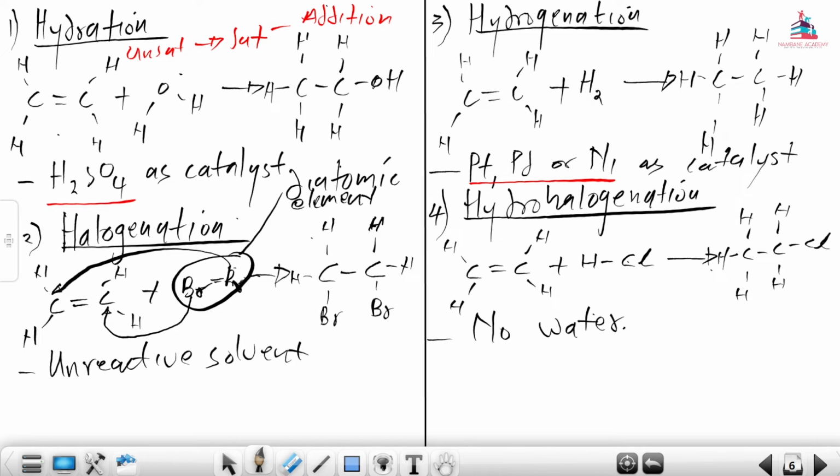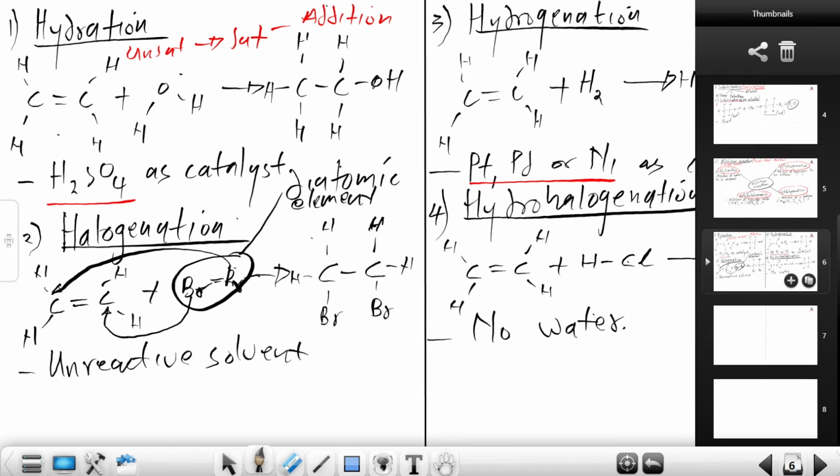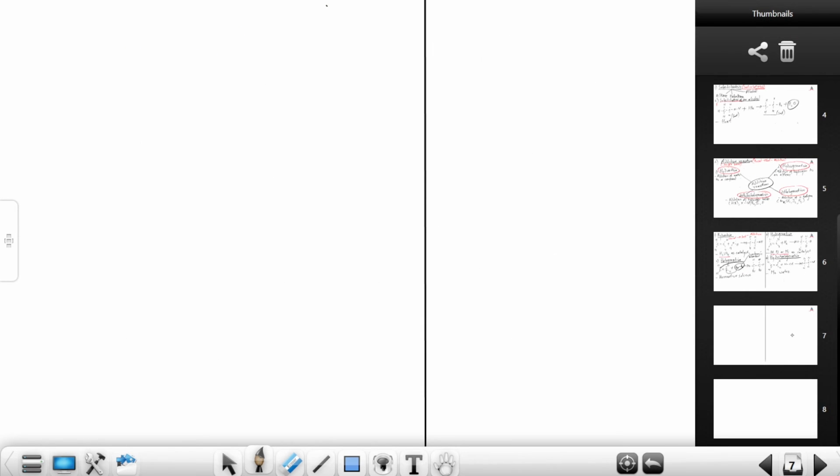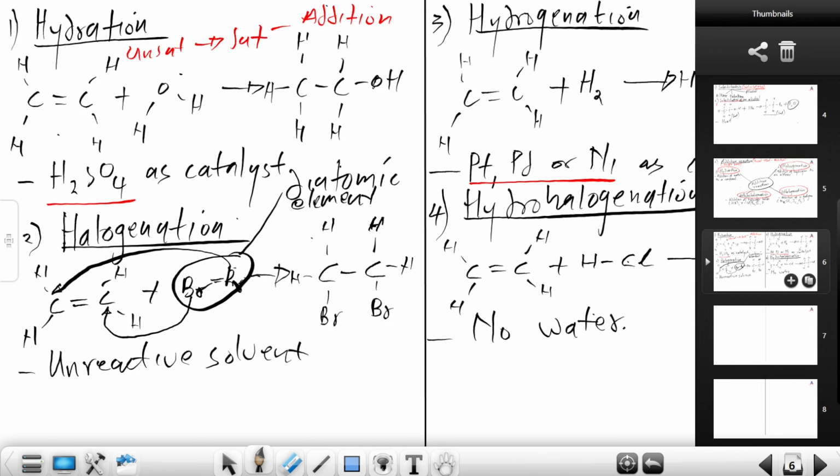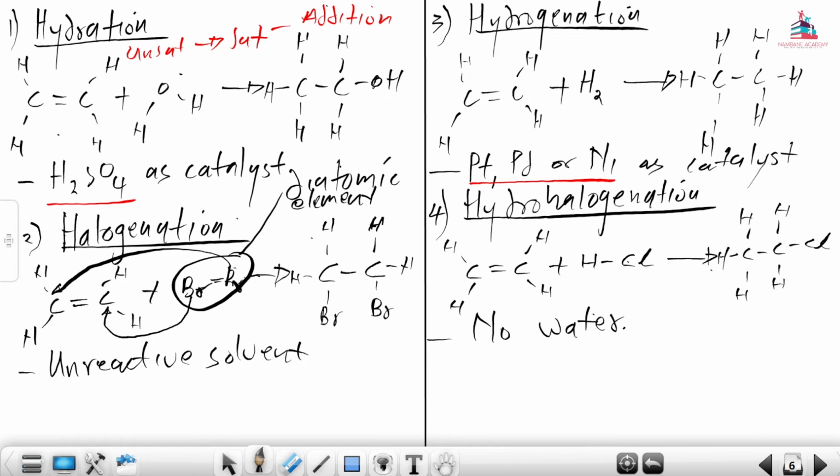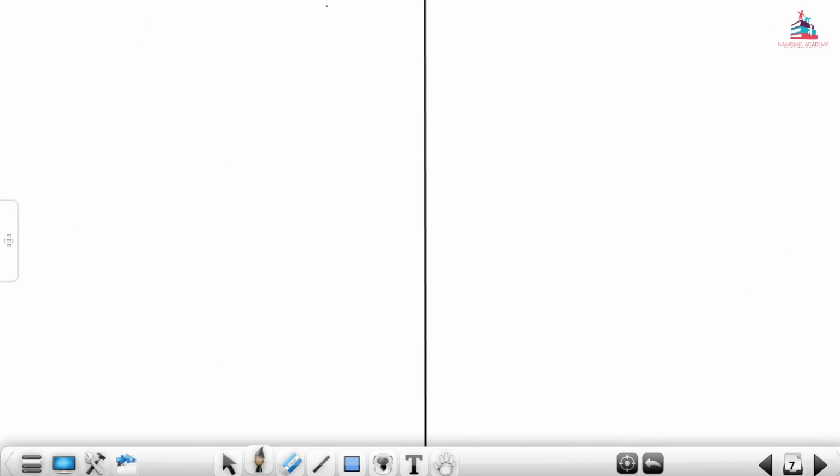Now, with this being said, it's clear that each and every one of us should now be in a position of understanding addition reactions. It's addition reactions for the alkenes, which means the double bonds. So summary, unsaturated to saturated, that must be addition. So let's move to the second page.